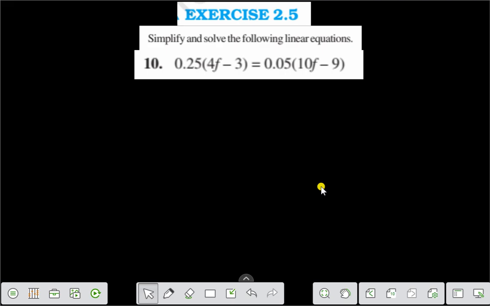Simplify and solve the following linear equations. Question number 10 is 0.25(4f - 3) = 0.05(10f - 9). Let us solve this one. That is question number 10.